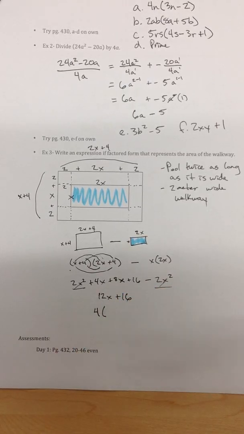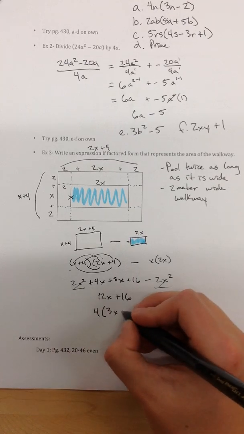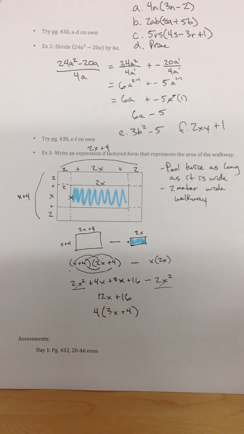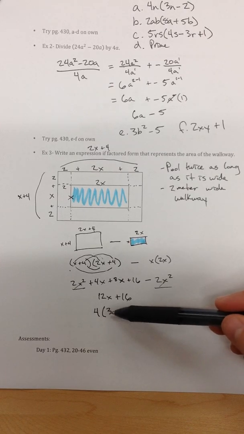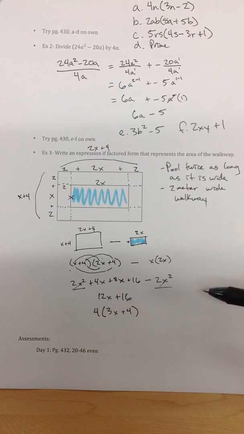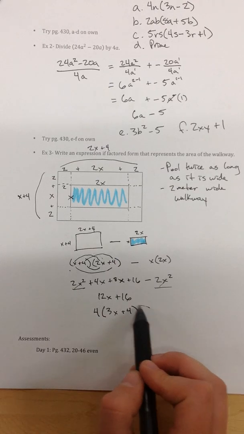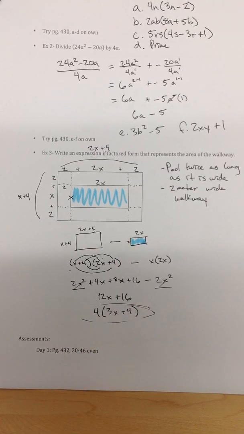If I pull a 4 out of 12, I'm left with 3. Then I've also got my x there. If I pull a 4 out of 16, I'm left with 4. And then I can always double check myself and ask, is there anything I can pull out of both the 3 and the 4? Well, there's not, so I know that it's factored all the way out. So after all that work, that's my answer.